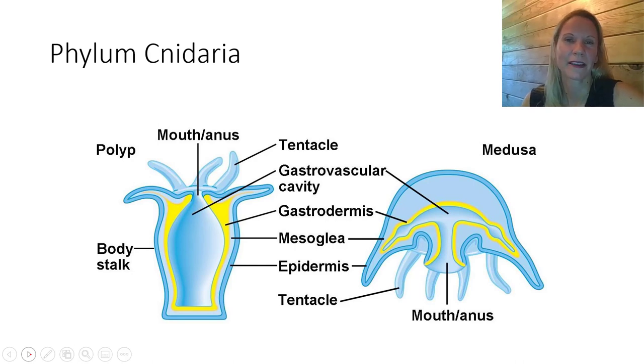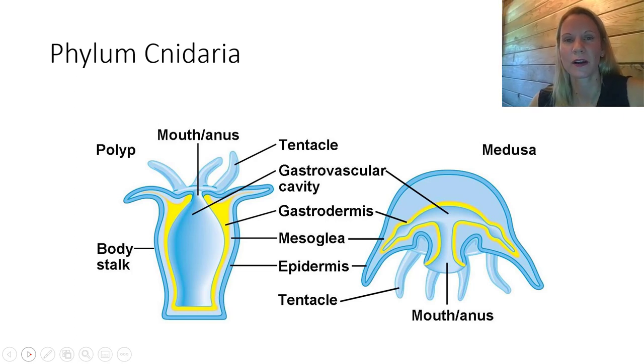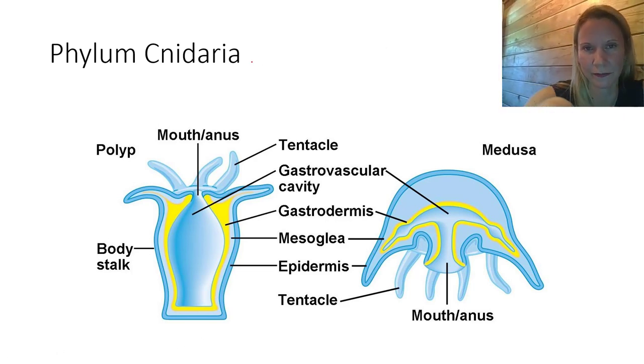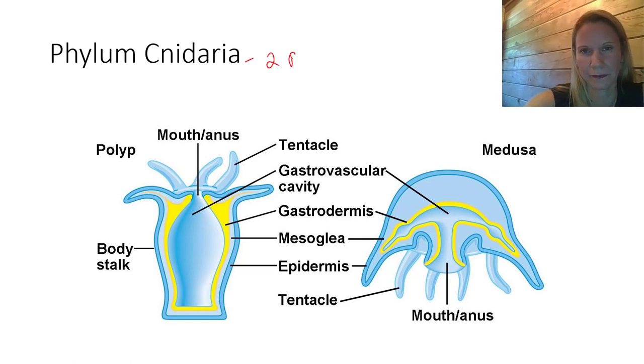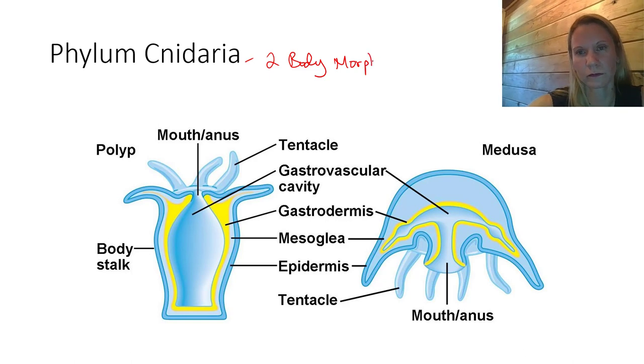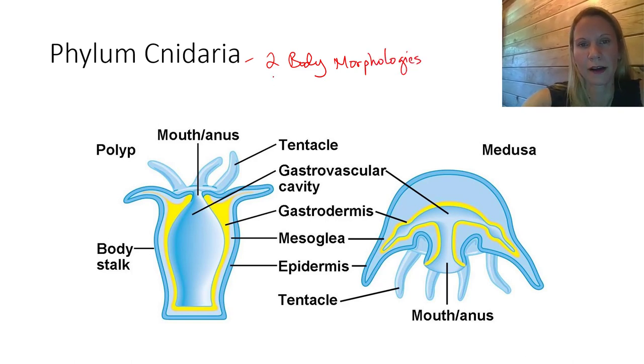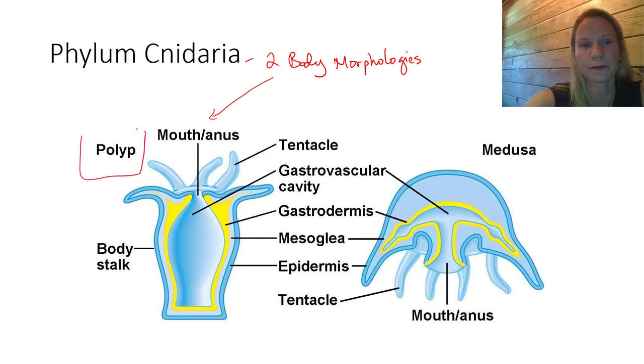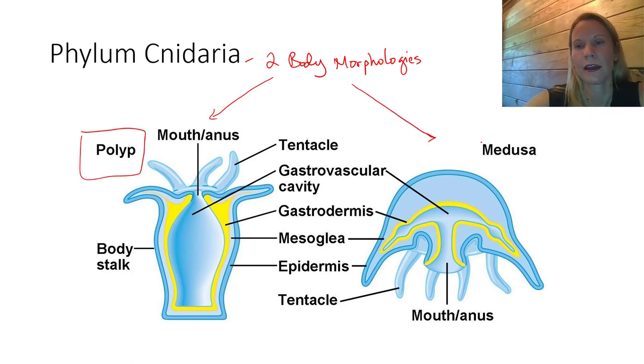Next, let's talk about the phylum Cnidaria. When you pronounce the word Cnidaria, the C is silent. The Cnidarians have two general body forms, or two what we call body morphologies. The morphologies are polyp and medusa.